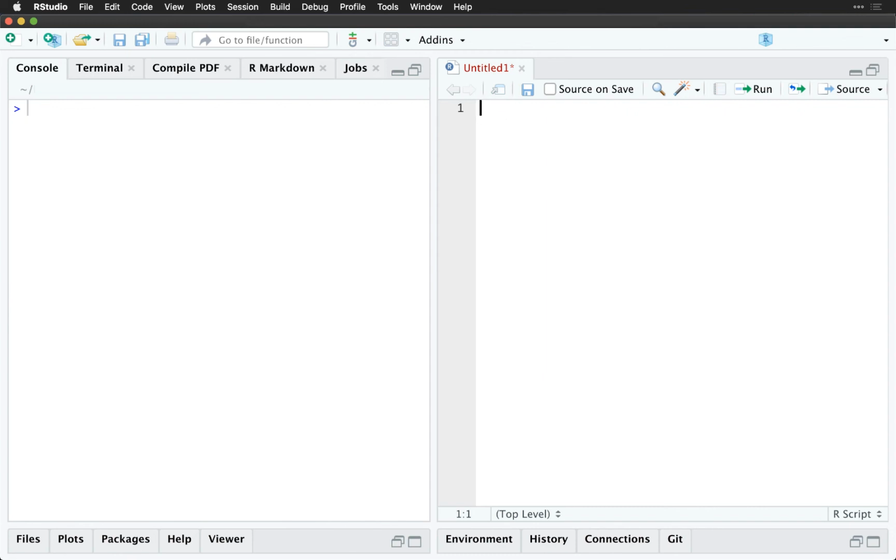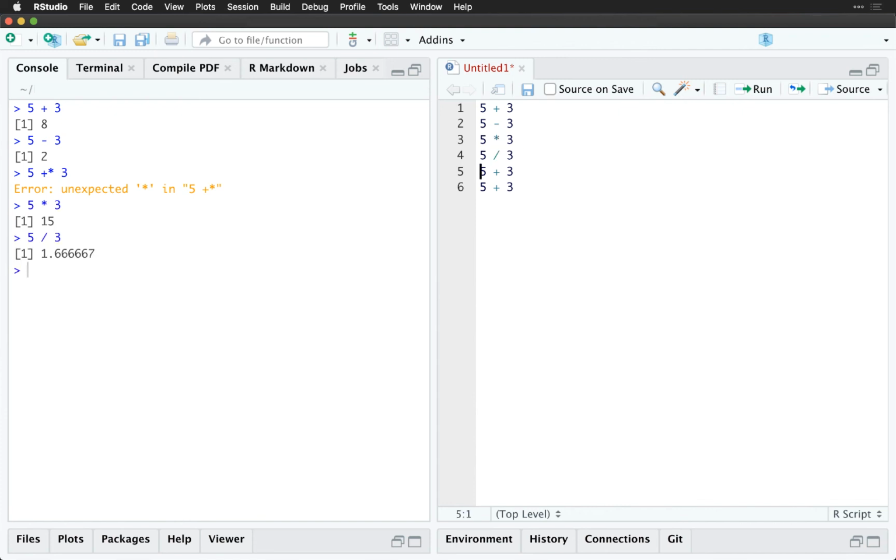Like any calculator, arithmetic is defined between numbers, and there are several different arithmetic operations. So 5 plus 3, 5 minus 3, 5 times 3, 5 divided by 3. There's also 5 to the 3, which is denoted like this. Usually we don't put a space there. Occasionally you'll see this, but this is less common.